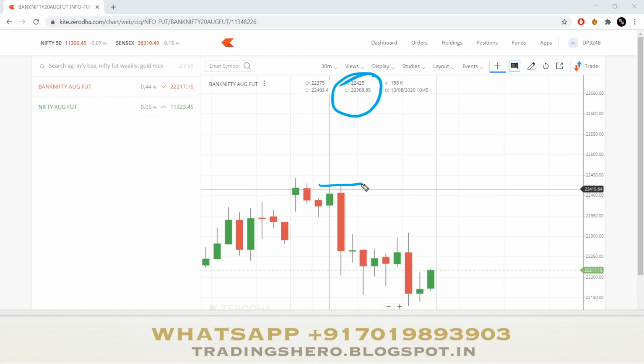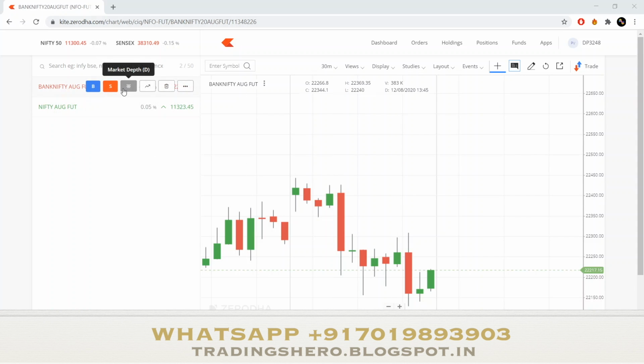Here what happened is the high just got touched by the wick and the Bank Nifty future came down. So how can you avoid this kind of wrong entry? This kind of wrong entry can be avoided by looking at the market depth.